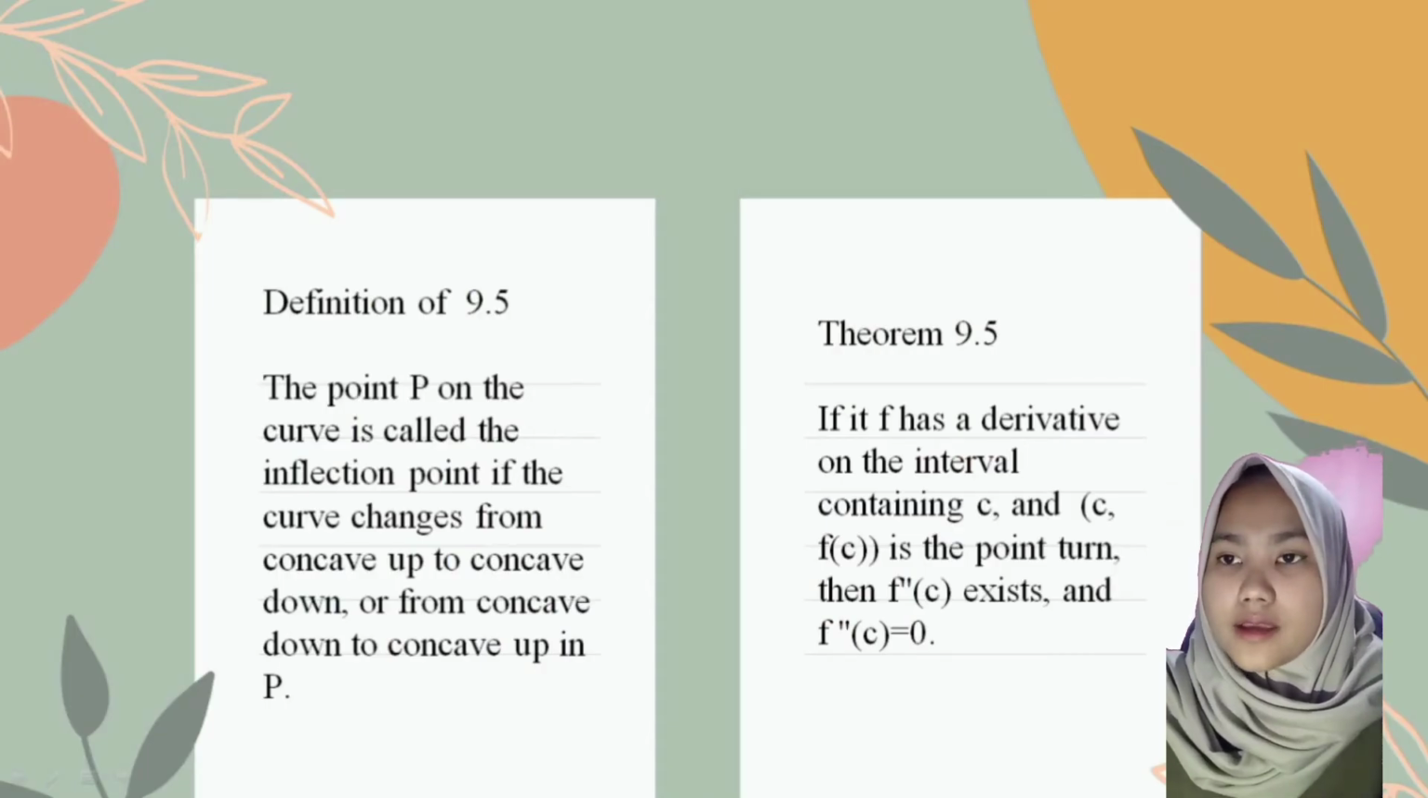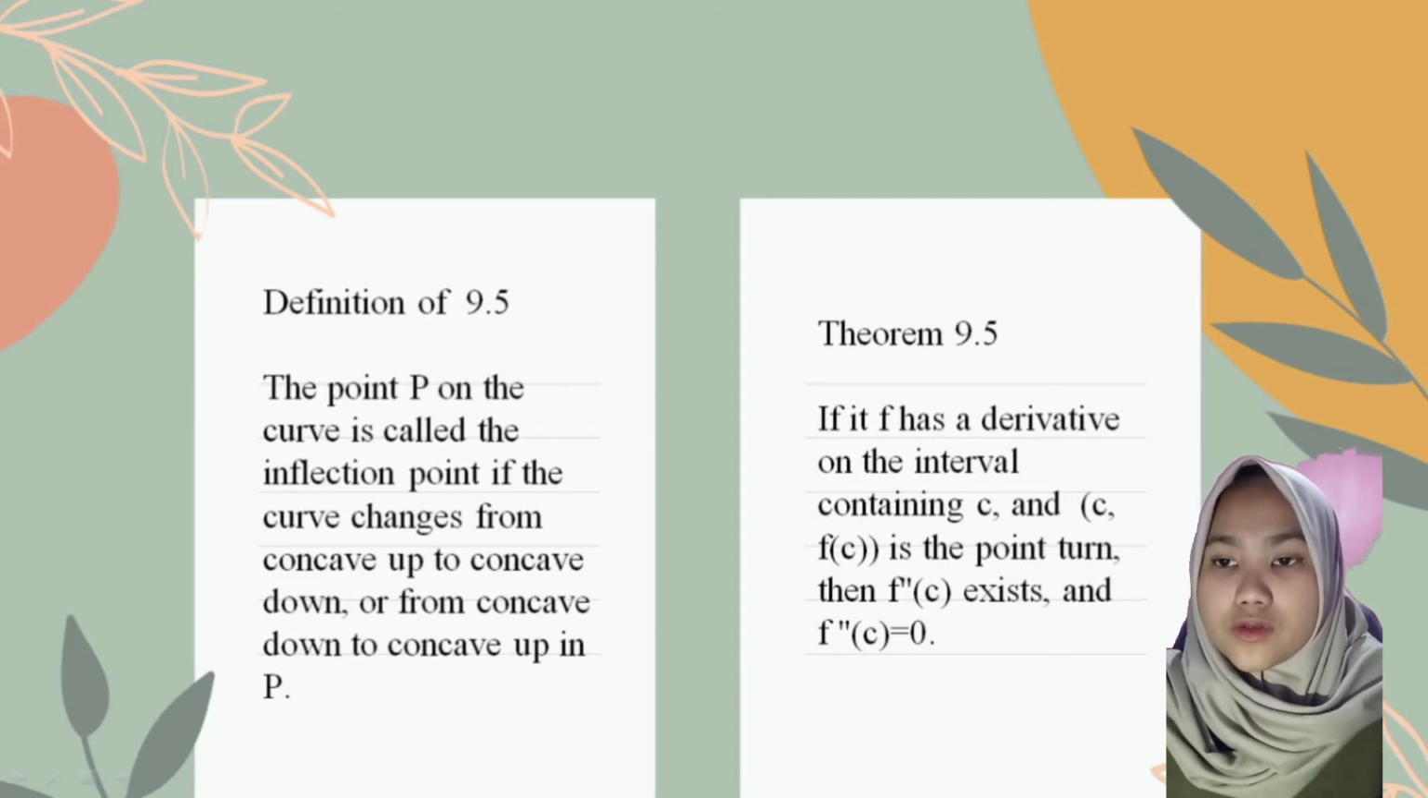Definition 9.5. The point P on the curve is called the inflection point if the curve changes from concave up to concave down, or from concave down to concave up at P. Theorem 9.5. If f has a derivative on the interval containing c and (c, f(c)) is an inflection point, then f double prime of c exists and f double prime of c is equal to 0.